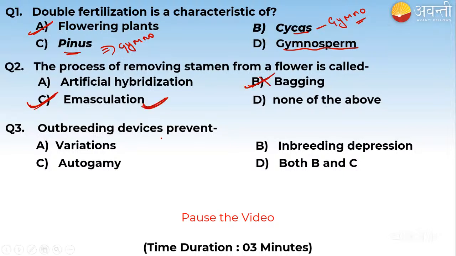Then third one, outbreeding devices prevent. Why are the outbreeding devices used in cultivated plants? Option A, variation. Option B, inbreeding depression. Option C, autogamy. Option D, both B and C. Think once again, guys. We studied the disadvantages of self-pollination or autogamy, right? What are the disadvantages of self-pollination or autogamy? That also comes under this question.